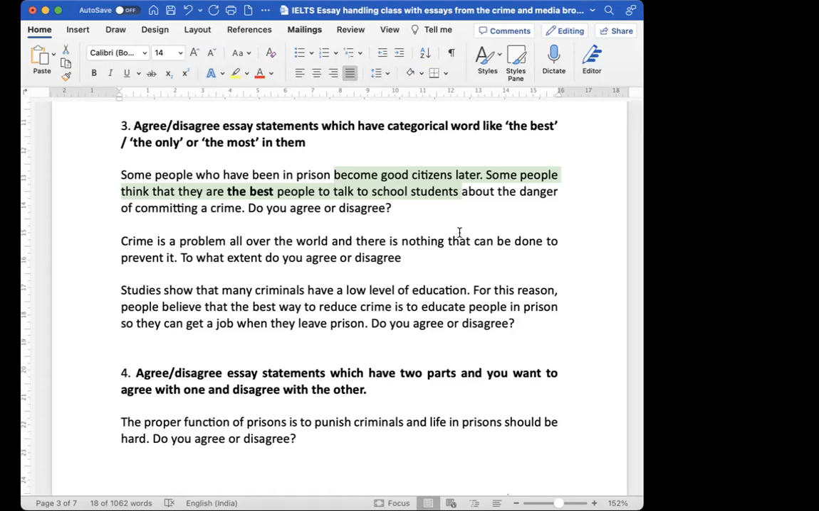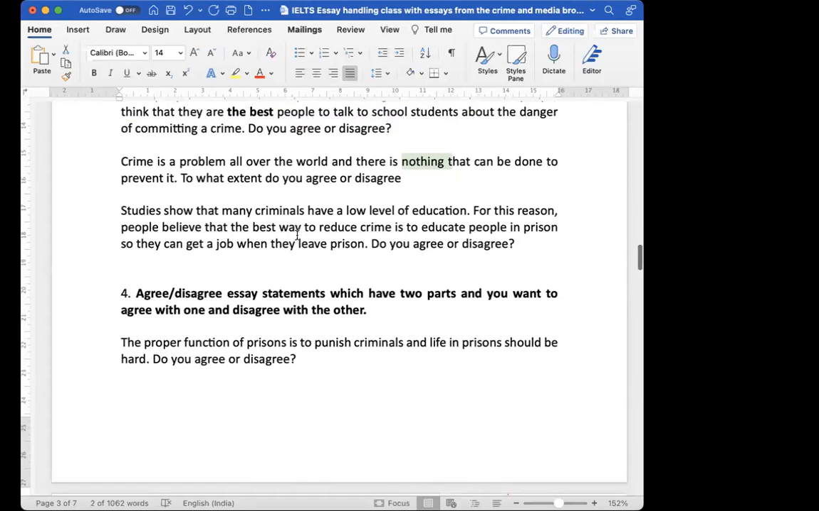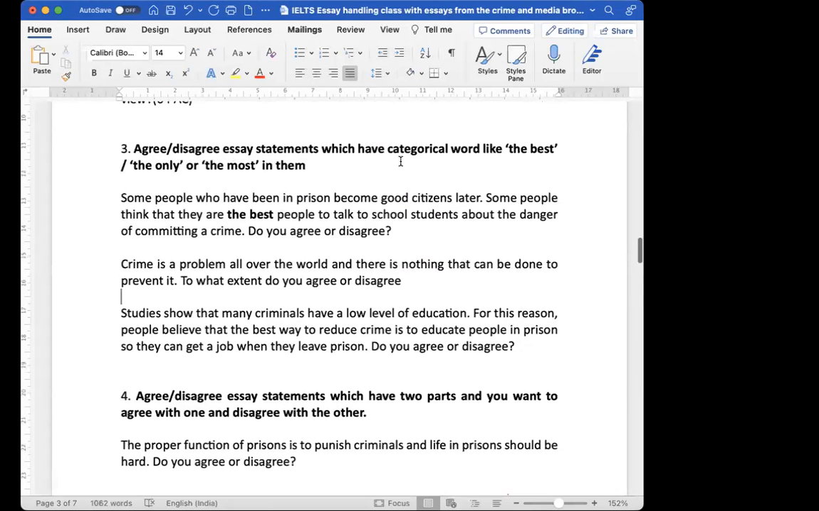Okay. You can give. So here, crime is a problem all over the world and there's nothing that can be done. You can disagree and say a lot can be done. Definitely disagree. Wherever there is a categorical statement, disagreeing is very easy.